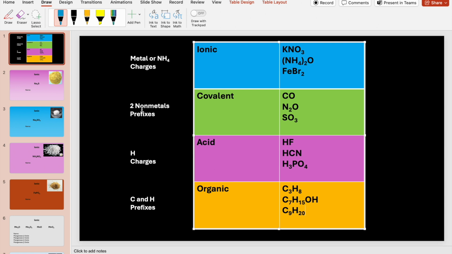We're going to do a lot of ionic to start. Then we're going to just classify and name and write formulas for all of them. So let's get started.